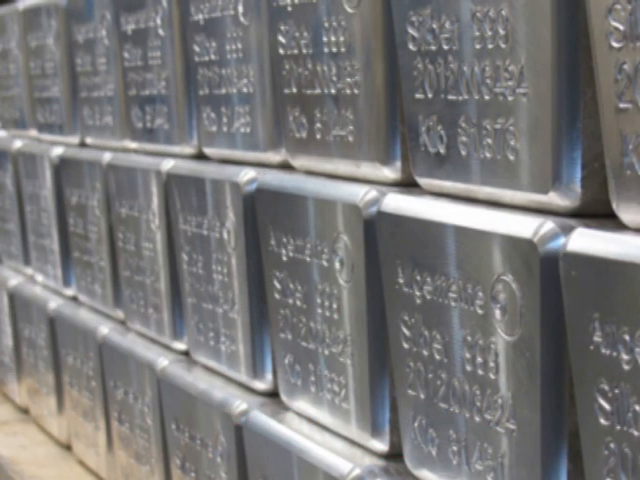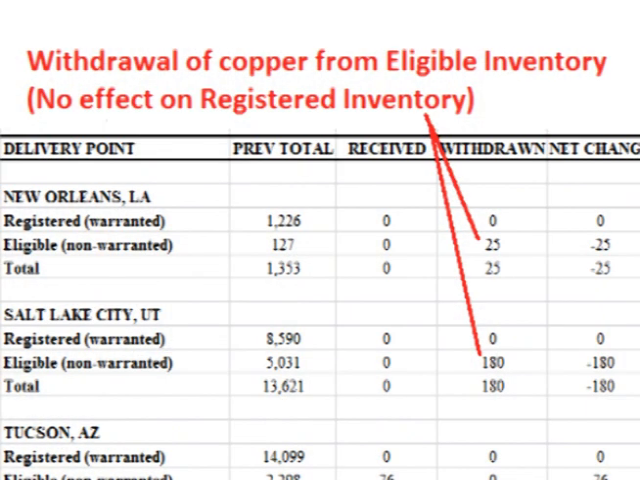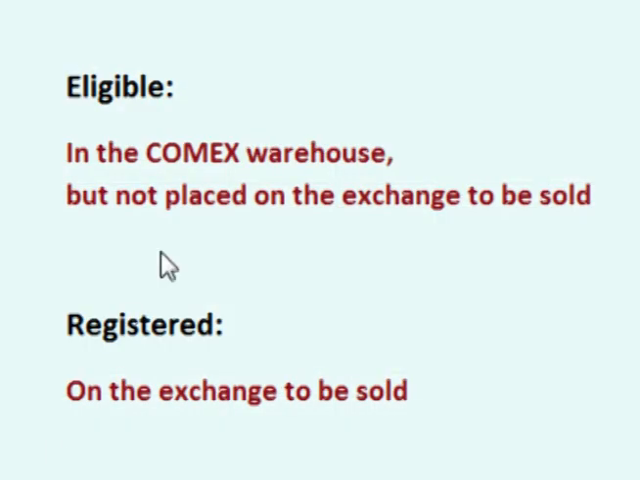Registered metal is eligible metal that has been placed on the exchange for settlement of a futures contract. Not all eligible metal will become registered metal. In other words, not all metal stored in Comex warehouses as eligible metal will be used to settle futures contracts. Some will simply be stored in the warehouse vaults by the metal owners for themselves, or to be used to meet demand somewhere else. Therefore, total eligible metal inventories can increase and decrease without having any effect on total registered inventories. One can think of eligible inventory as inventory that is not for sale at this time, and registered inventory as inventory that is for sale at this time.